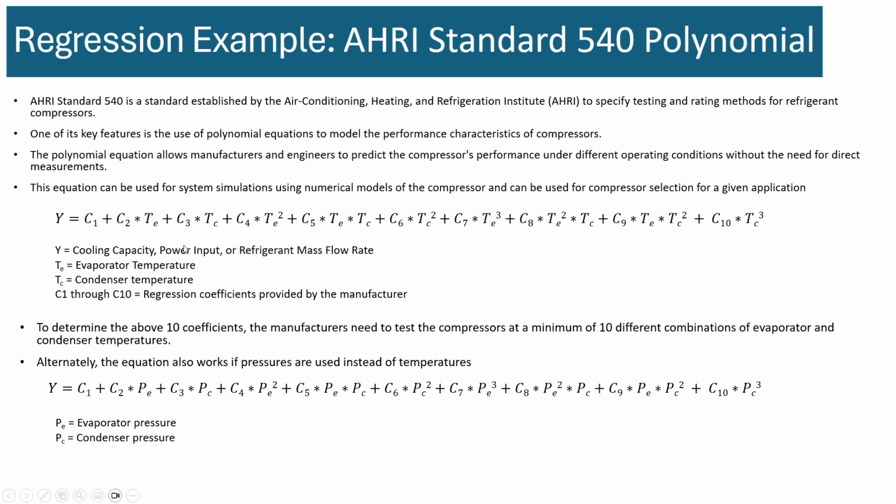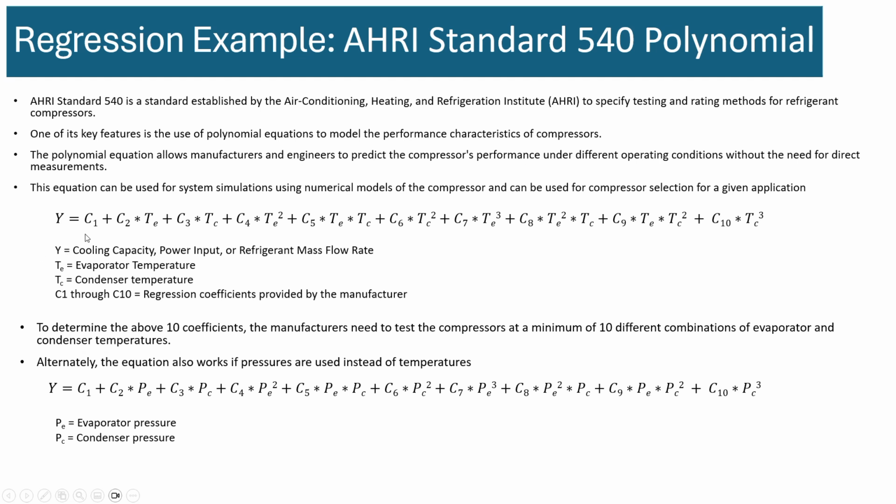Power input is how much power it's drawing from the electrical line. That's also in watts. Refrigerant mass flow rate could be in kilograms per hour, pounds mass per hour, or grams per minute, any of those units. So Y could be any of these things.